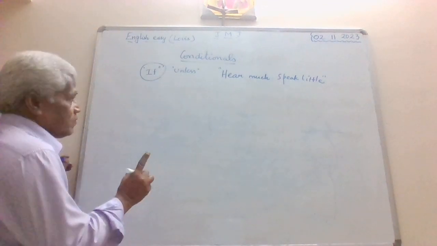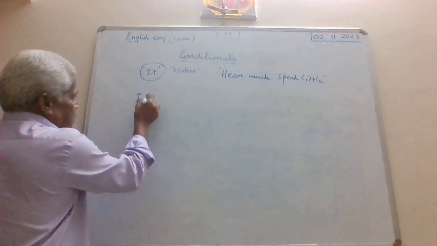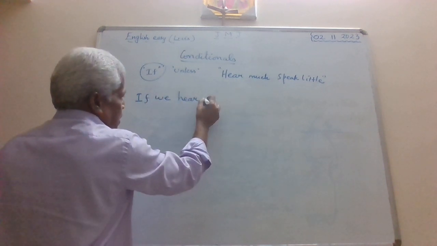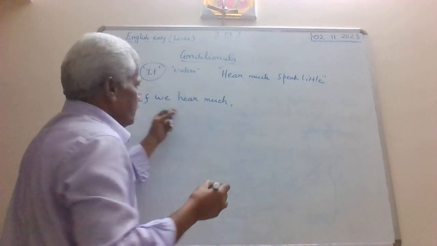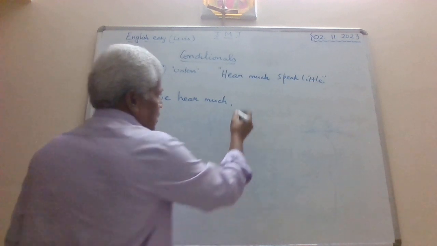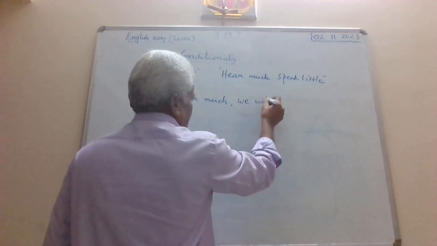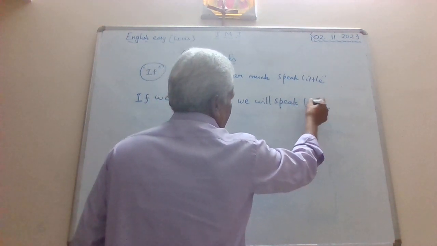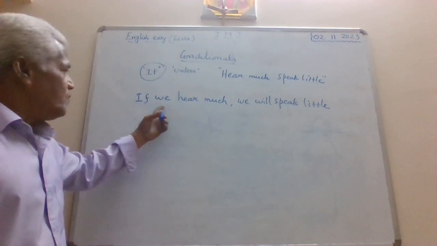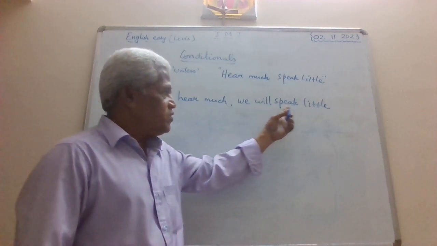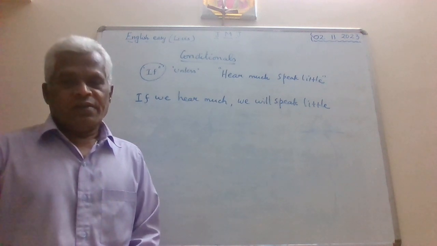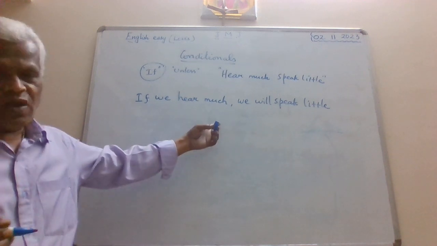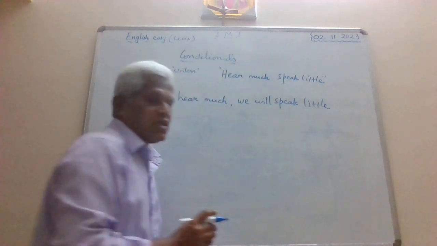Now let me write just one thing. If we hear much, we will speak little. Now, how many sentences are there? There are two. From here to here, you have one sentence. From here to here, you have another sentence.